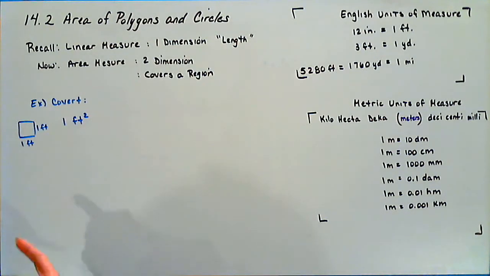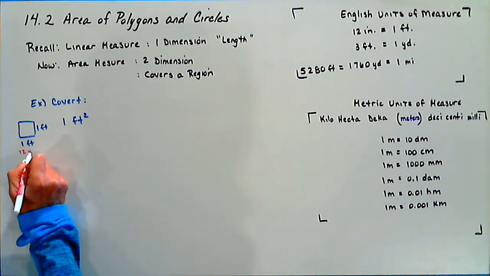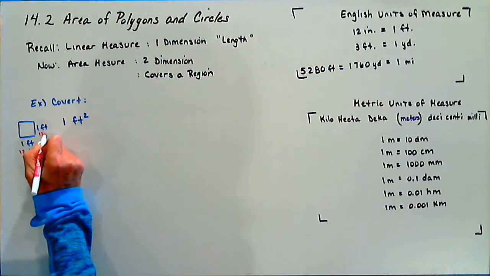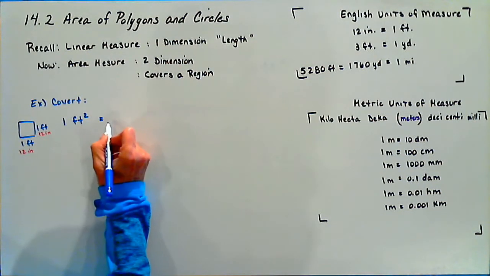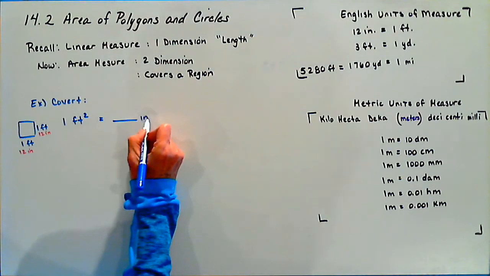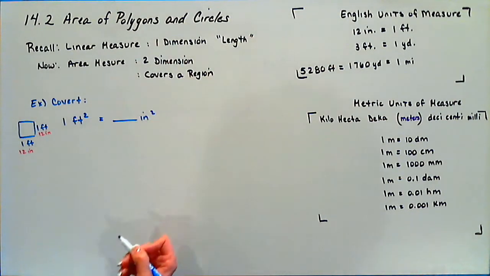Some of you may automatically have done a conversion mentally and figured it out. You may have said, well, I know 1 foot is 12 inches, and since that's a square, you already know what the answer is going to be, 12 by 12. But let's say we didn't think of that. So let's convert it to inches squared using our conversion ratio.